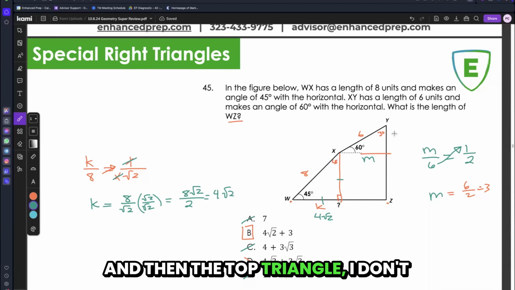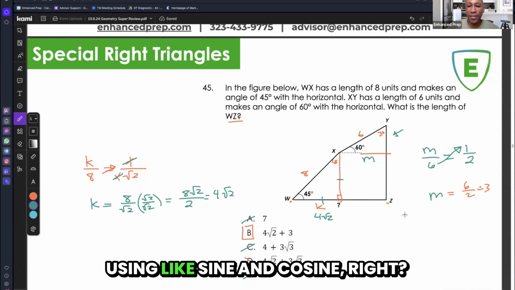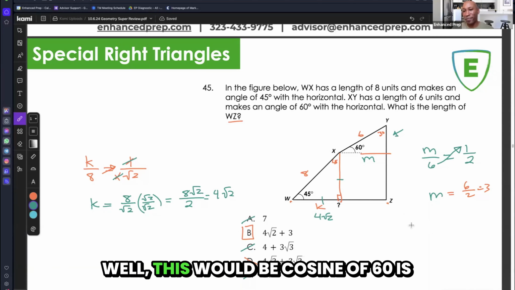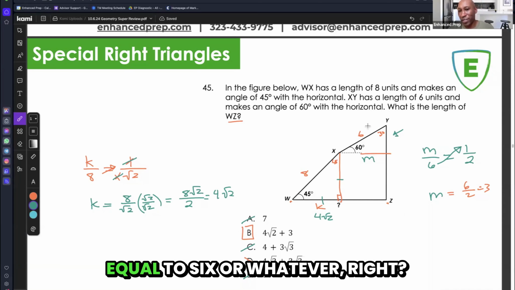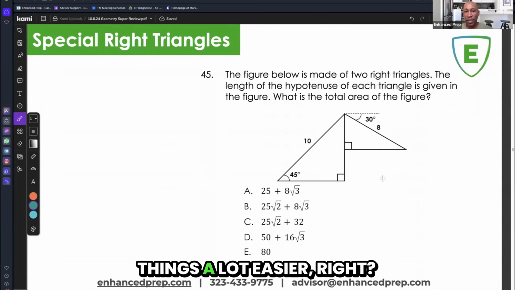And then for the top triangle, I don't even think we would be able to fully solve that one outside of using sine and cosine, right? We would have had to put the sine of 60 and cosine of 60 equal to 6 or whatever, right? So this is why understanding your special right triangles just makes things a lot easier.